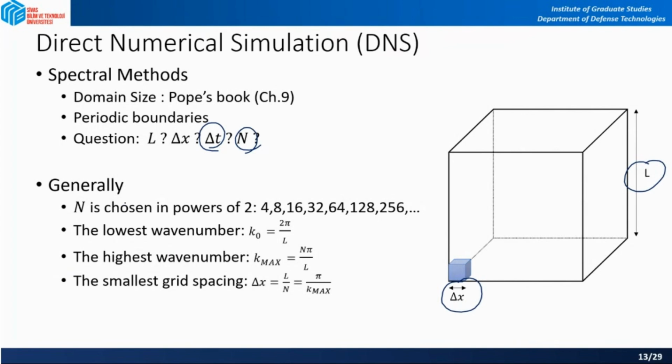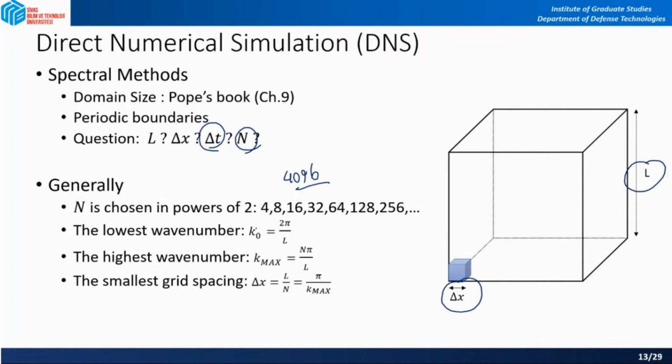The first thing is that n will be chosen in powers of 2. So it's like 2, and then 4, 8, 16, and it goes like this. That's why you see 4096 in the paper. It's related to the FFT, fast Fourier transform algorithm, which generally relies on this fact, the powers of 2.